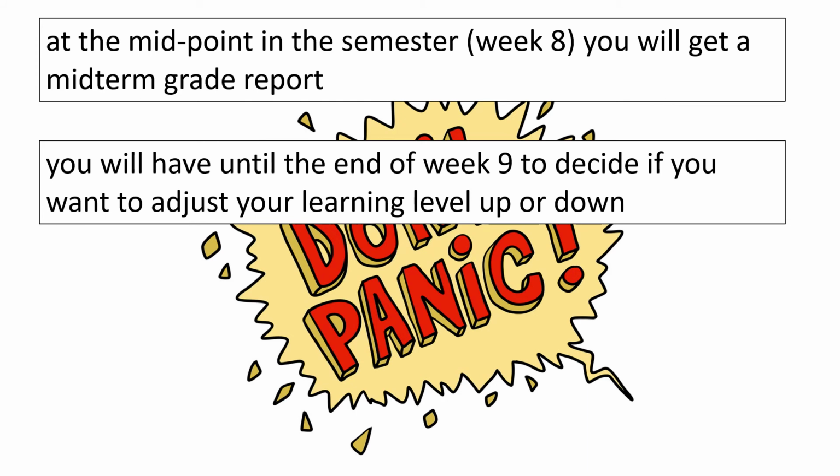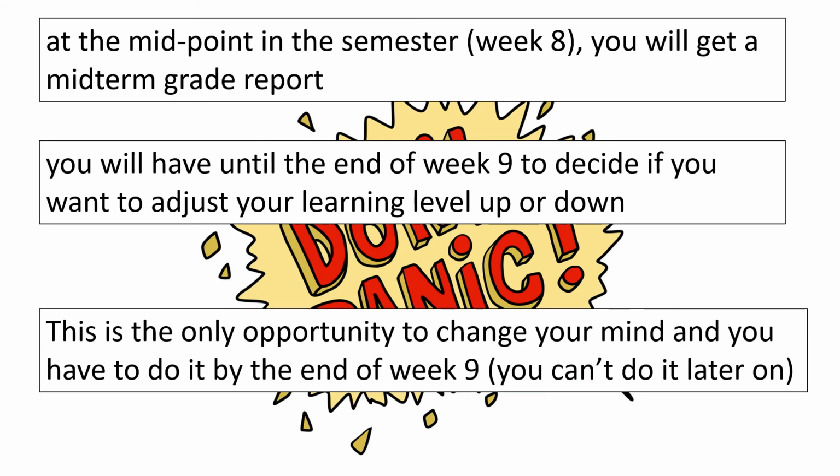if you want to. Now, you do only get one chance to adjust your learning level, and if you don't decide by the end of week 9 of the semester, which is the week after you will be receiving your midterm grade report, then you can't change it at all. But this at least gives you some flexibility in being able to ensure that by the second half of the semester, you are working towards a learning level that you can actually achieve.